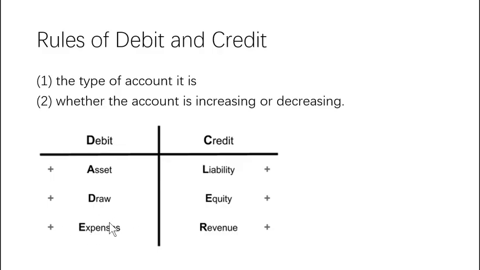For an expense account, if it is increasing, we debit it, otherwise we credit it. However, for a liability account, say your accounts payable, bank loan, mortgage, if they're increasing, we credit them instead. And if they're decreasing, we debit them.